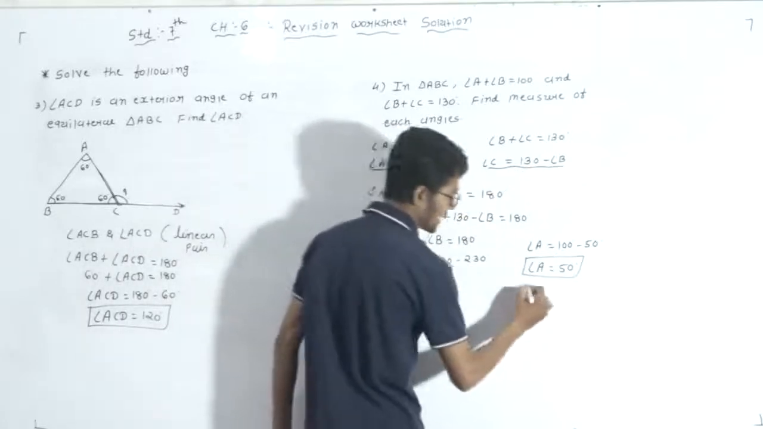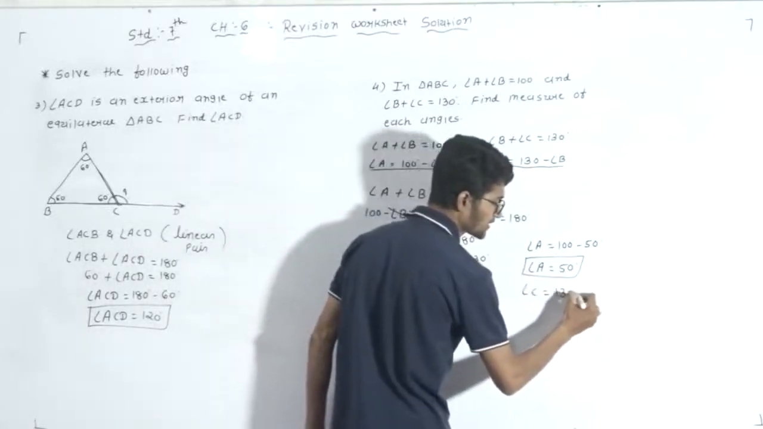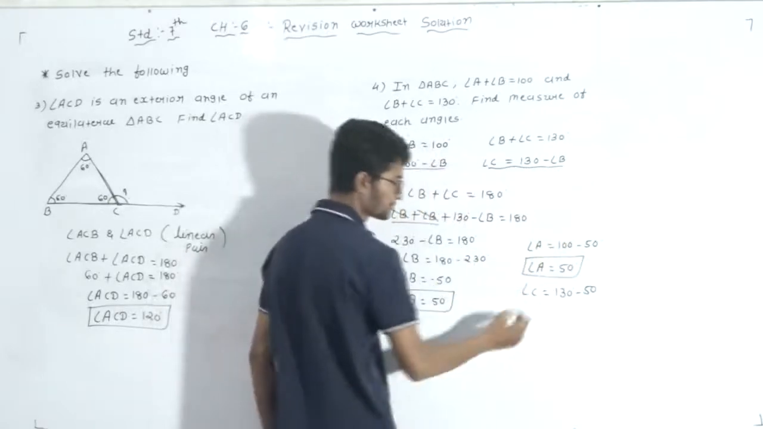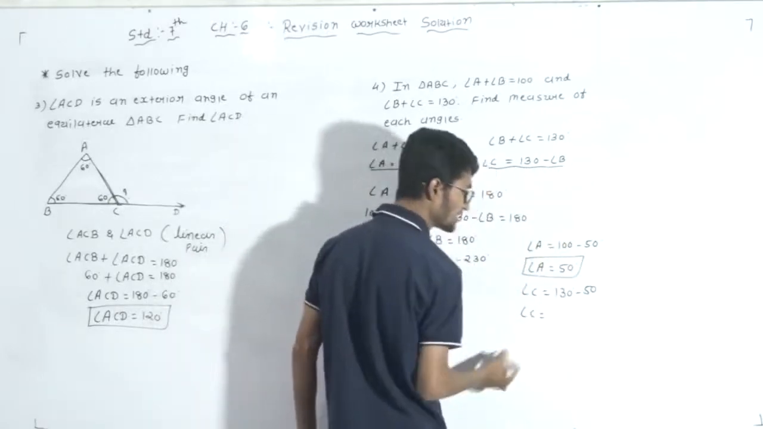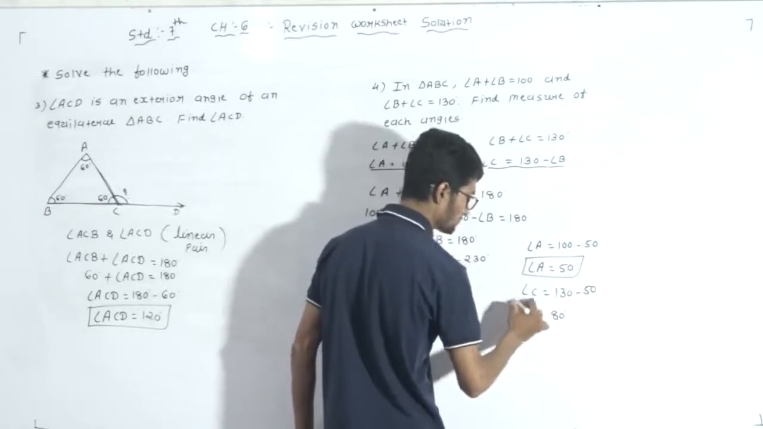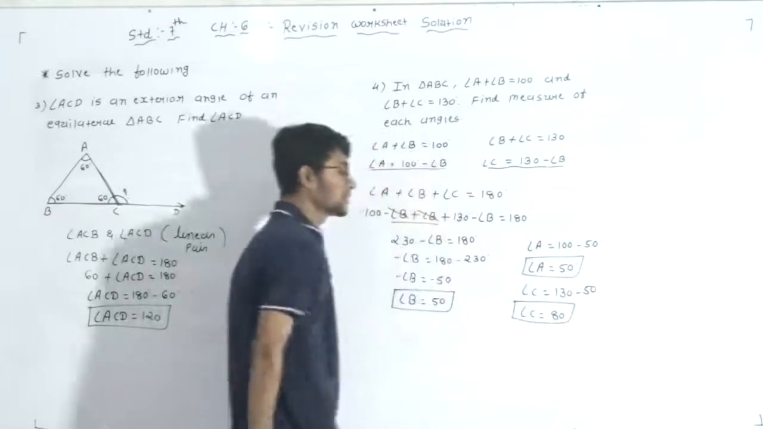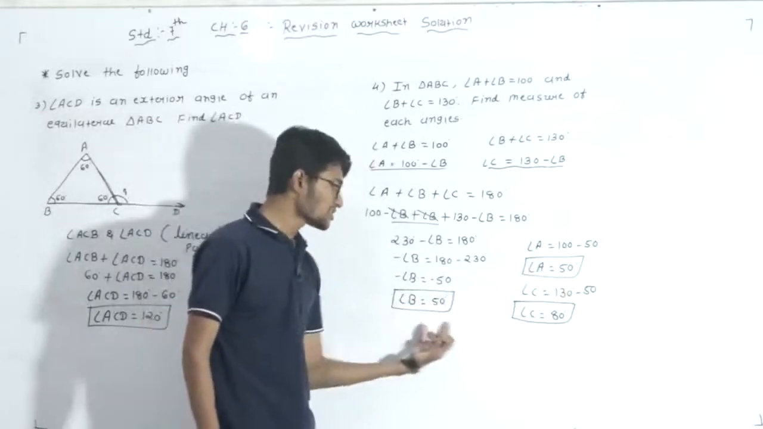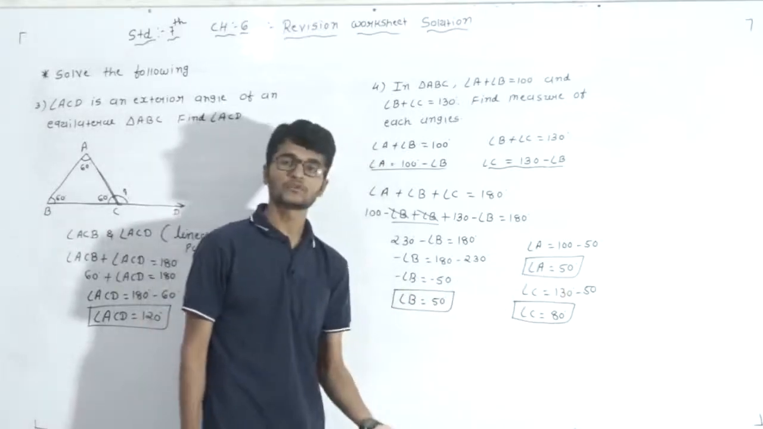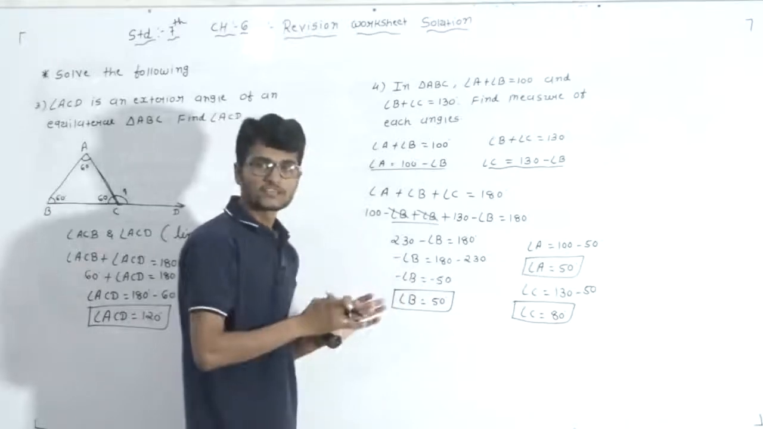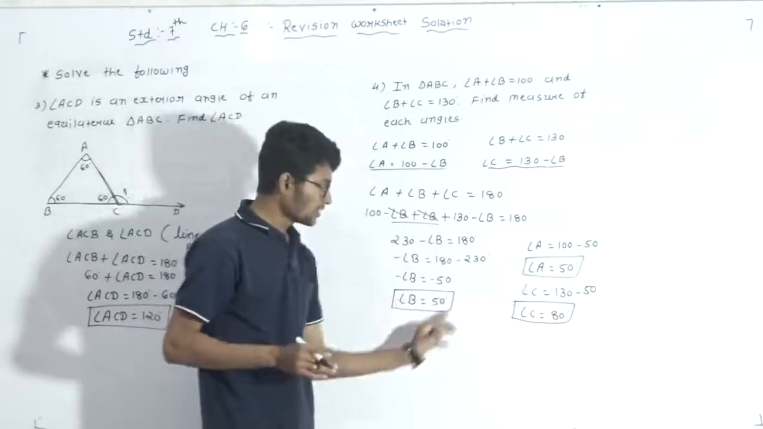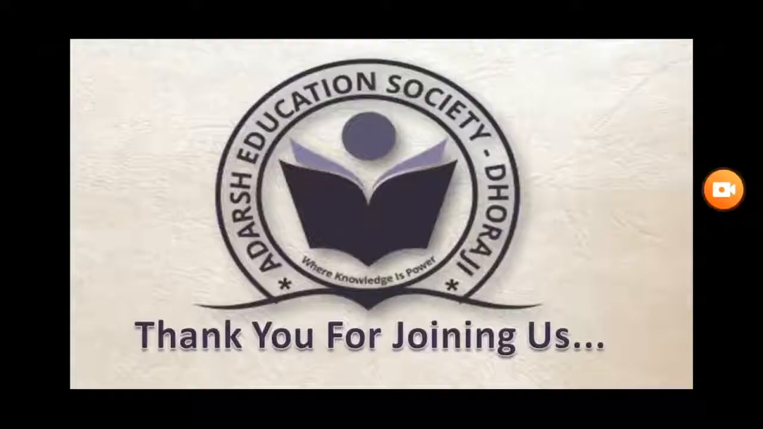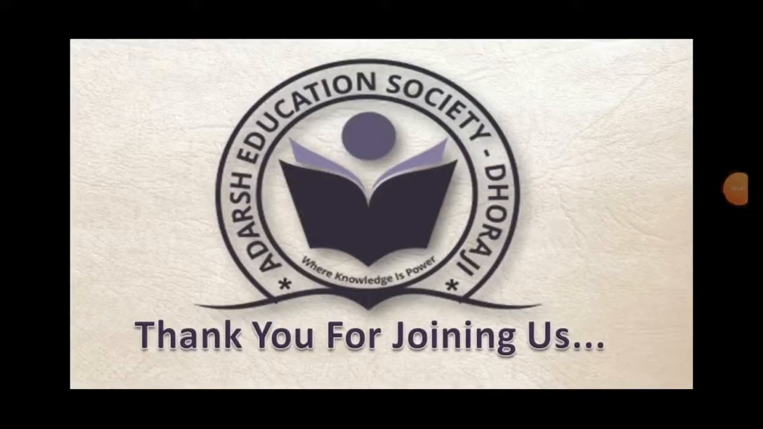Same for angle C, which is equal to 130 minus 50. What do we write in place of B? 50. So angle C is equal to 80. 130 minus 50 means 80. So angle A is equal to 50, angle B is equal to 50, and angle C is equal to 80. So understand these questions, we have to find our three angles. Okay, clear? Thank you for joining us.